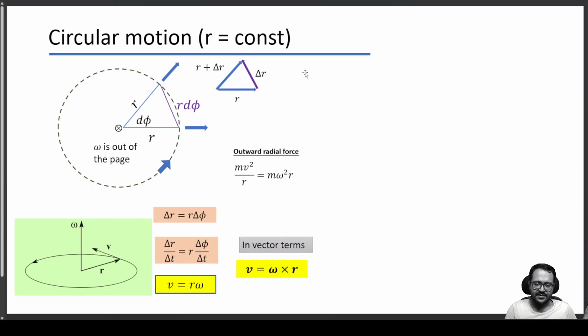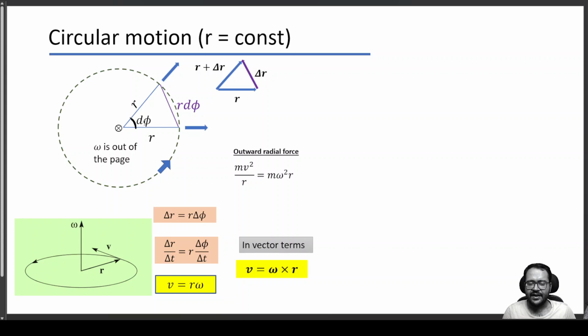So okay, here your r is constant, the particle is rotating. At some point of time r is here, after some point of time r is there. The angle it traverses is d phi. So this is d phi. Let's say this is r, and this is r plus delta r. So all are vectors. The change of the vector is in this direction.